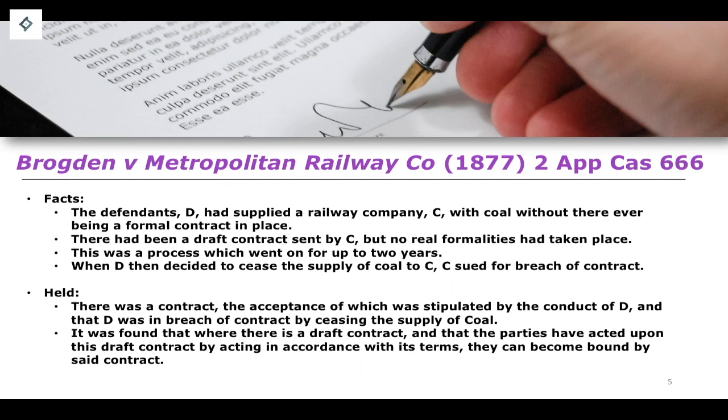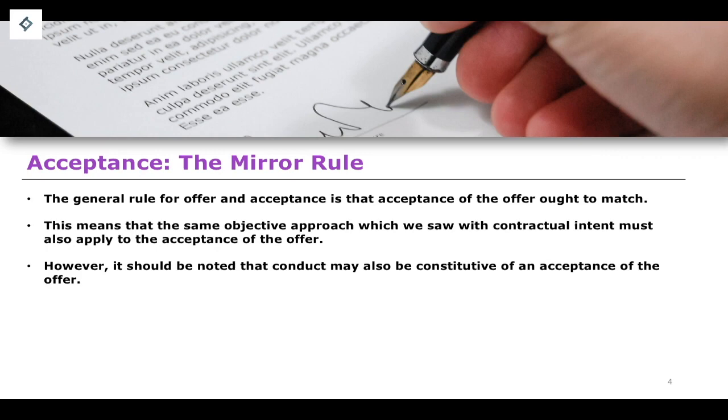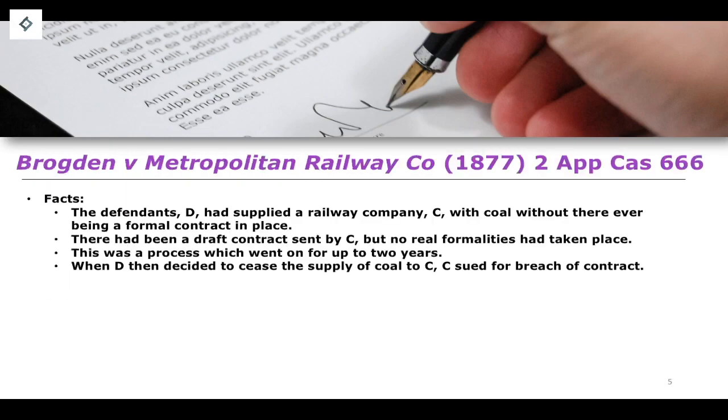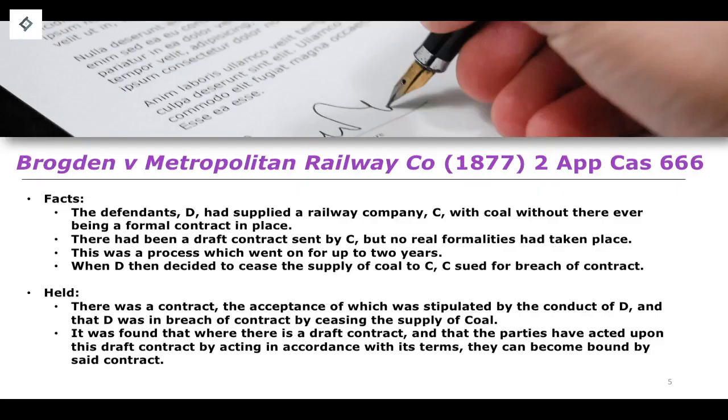It was found that where there is a draft contract, and the parties have acted upon this draft contract by acting in accordance with its terms, they can become bound by said contract. So when I said in the previous slide that conduct may be constitutive of an acceptance of the offer, this is a good example of how this operates. Because there was no formal signing of a contract in the way that an acceptance could be established, but instead there was the performance of the terms of a draft contract, and therefore this almost legitimizes the draft contract in question, because they had acted in a way which was in accordance with the terms of the draft contract that was sent out.